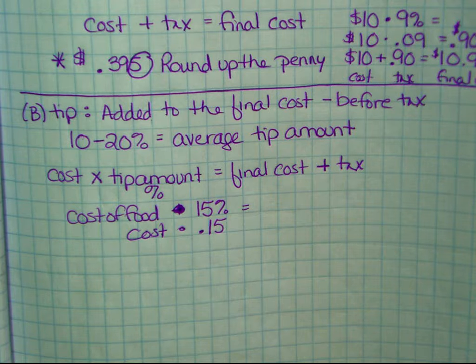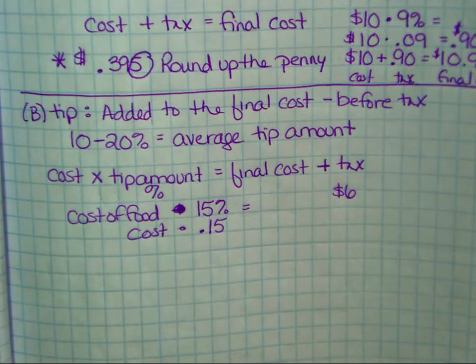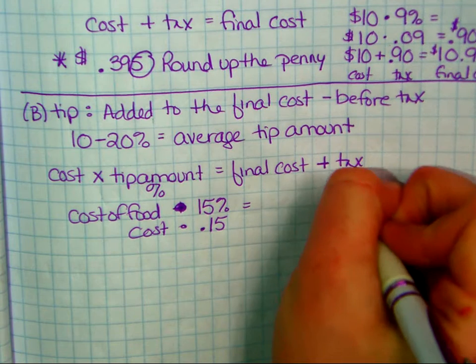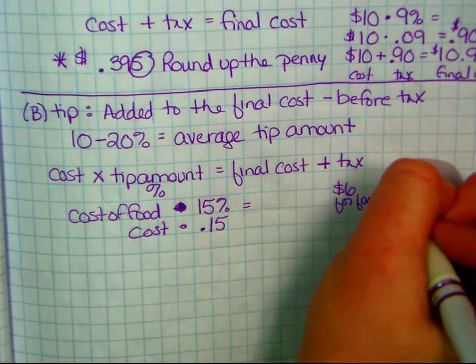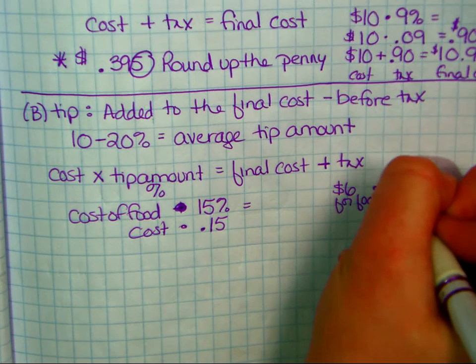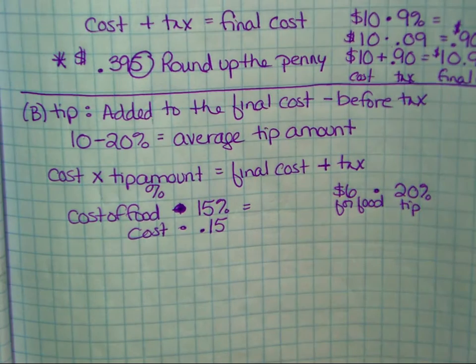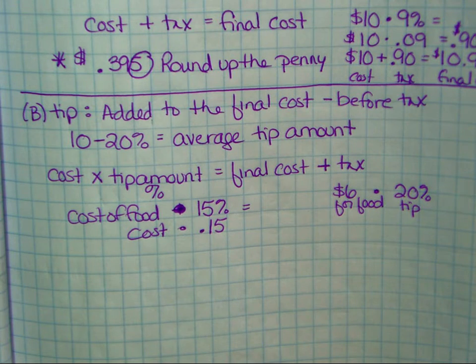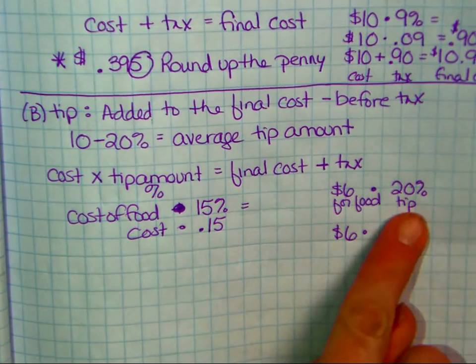So, an example of this, let's say we go to a store or a restaurant and we buy food, and our food items cost us $6. Okay? So $6 for food. Let's say the service was really good, so I'm going to give them 20% for the tip. Okay? I'm going to do $6 times 20%.